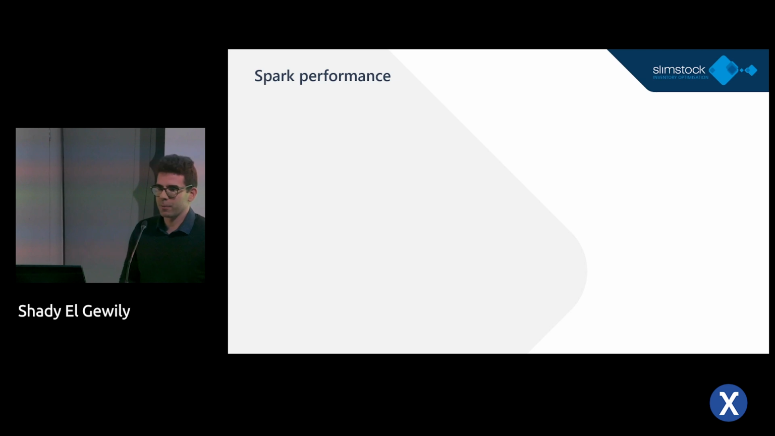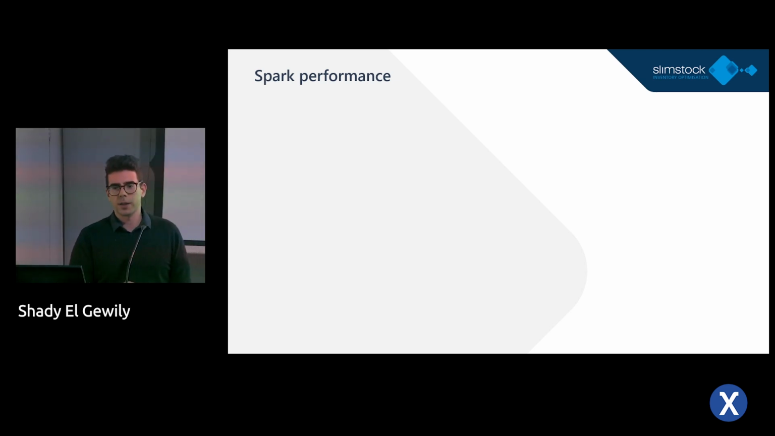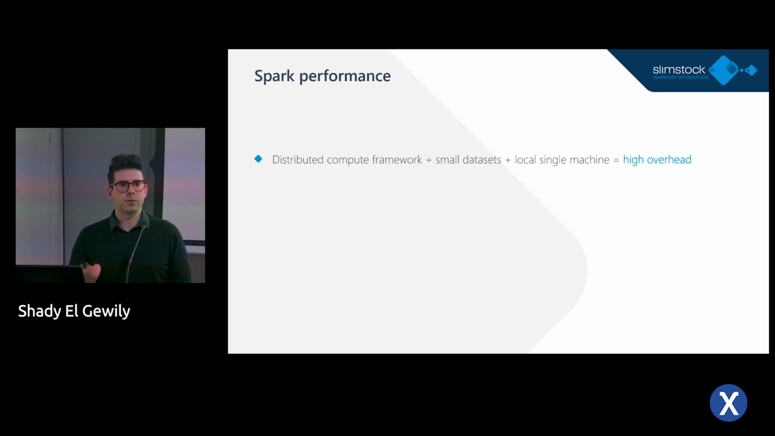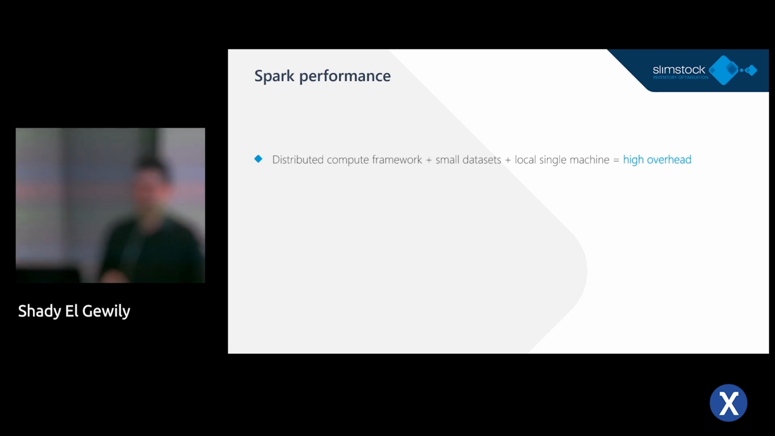Then there's the Spark performance. We are working with small data sets. If you use a distributed compute framework with small data sets on a local machine, you're going to have high overhead. For example, if you have 5,000 rows in your data set, you expect a simple count to take maybe 100 milliseconds, but it might take 2 seconds because there's a lot going on inside Spark.